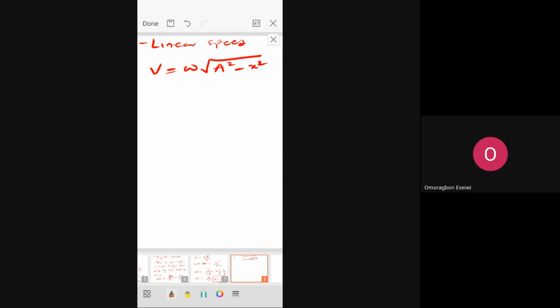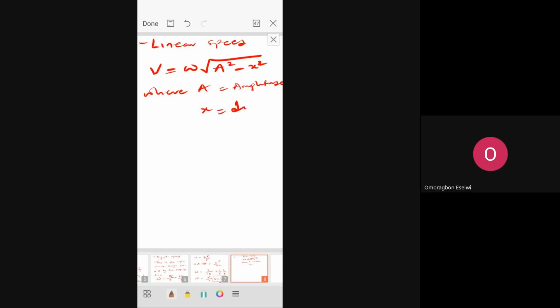Now I said linear speed. The formula to calculate this linear speed is V equals omega square root of a squared minus x squared, where a, of course, is the amplitude, and x is the displacement at that given position.